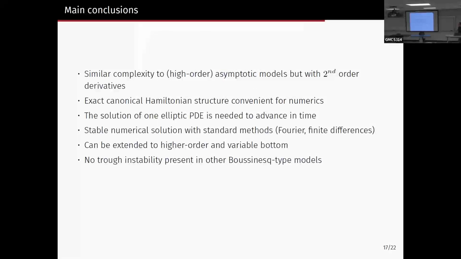Let me summarize a little bit. I will show you some more results. The main point is that these variational models are higher order, and you don't need more than second order derivatives. They have an exact Hamiltonian structure, which is convenient for numerics. We need the solution of an elliptic PDE. We have stable solutions with Fourier and finite differences. We can extend to higher order for an invariant bottom, and we don't have the trough instability, which is a very important feature.